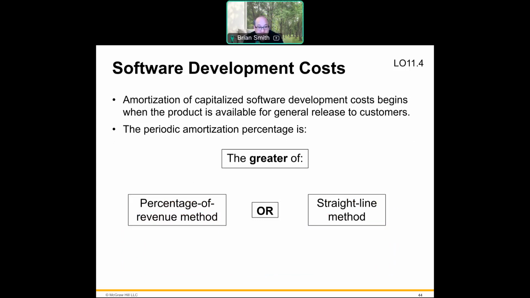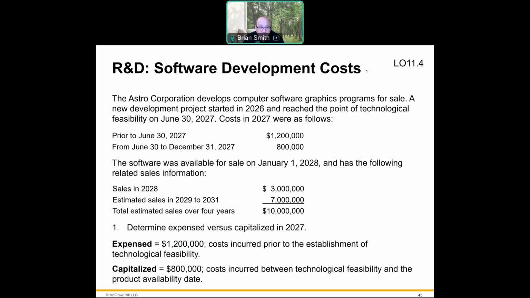Okay. Software development costs. All right. We have two methods. We take the greater of the percentage of revenue method or the straight line method. So we have R&D, software development costs. Okay, however much it takes us to determine. So let's just look at this one.